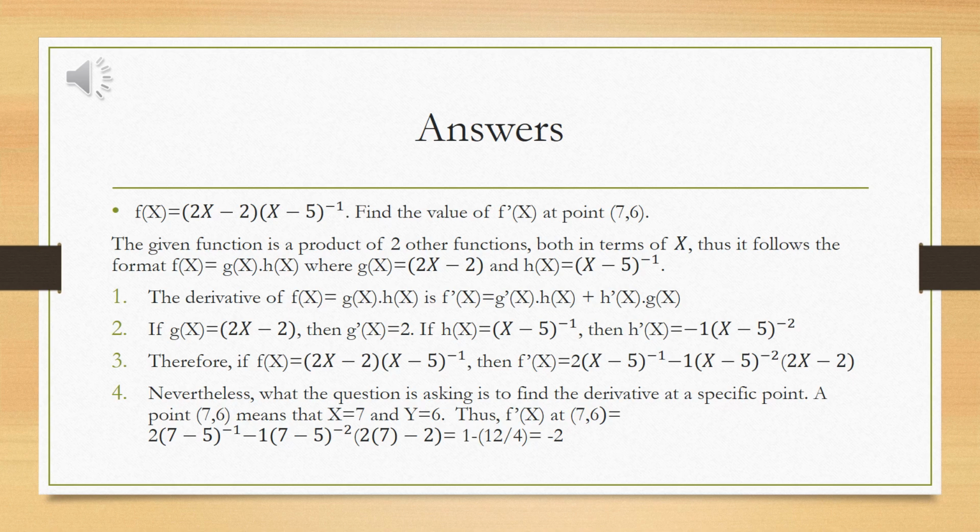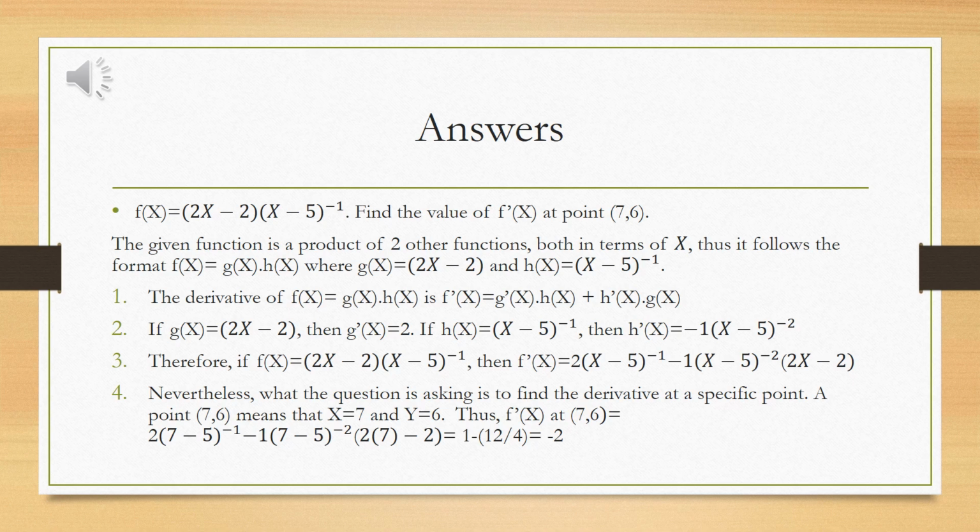If g of x is 2x minus 2, then g prime of x is 2. If h of x is (x minus 5) to the minus 1, then h prime of x is minus 1 times (x minus 5) to the minus 2. Therefore, f prime of x equals 2 times (x minus 5) to the minus 1 minus (x minus 5) to the minus 2 times (2x minus 2).